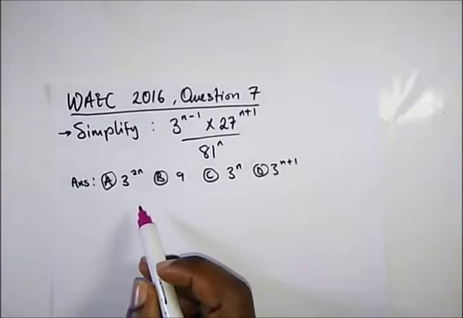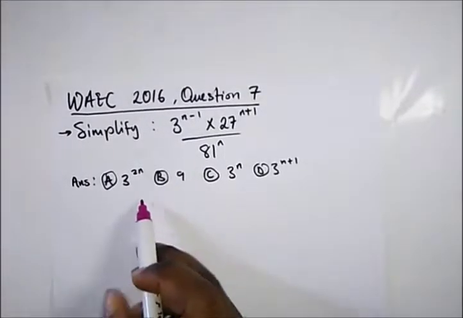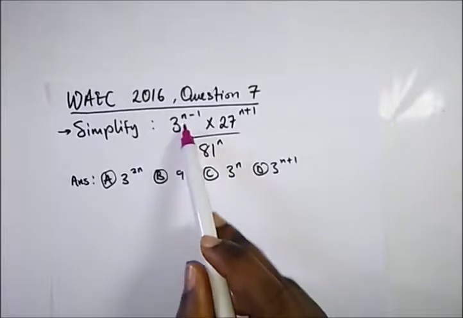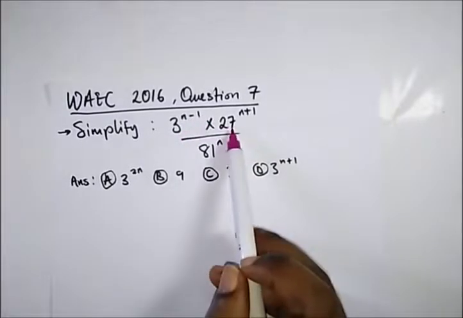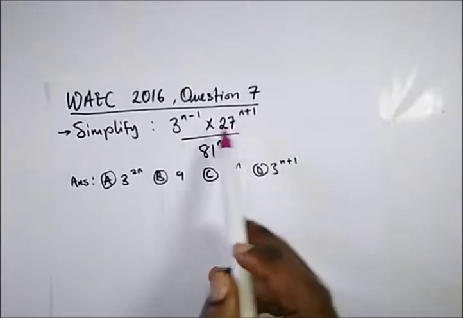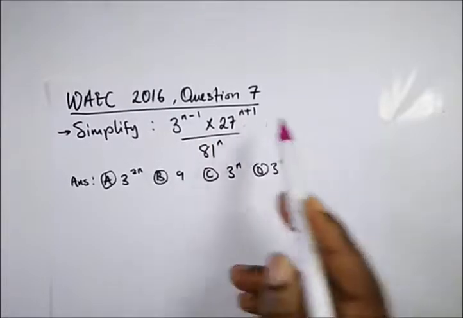So here we have a past question from 2016, question 7. It says simplify this: 3 raised to the power n minus 1 times 27 raised to the power n plus 1, divided by 81 raised to the power n.